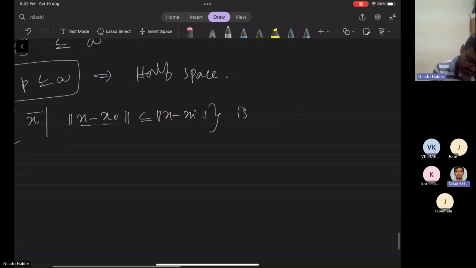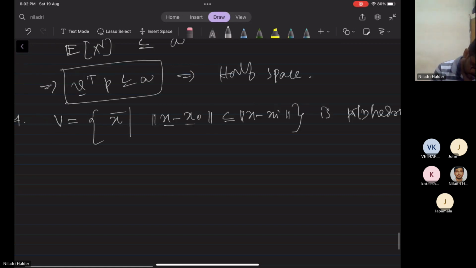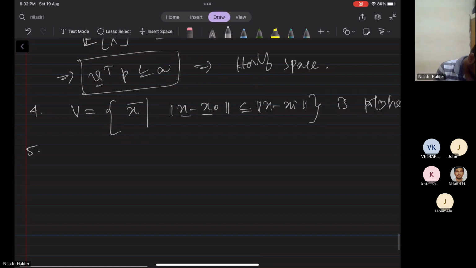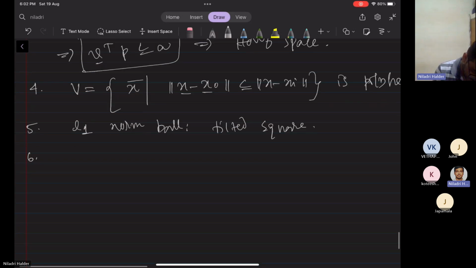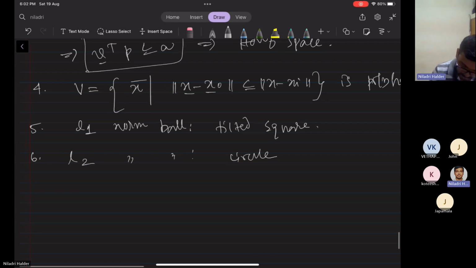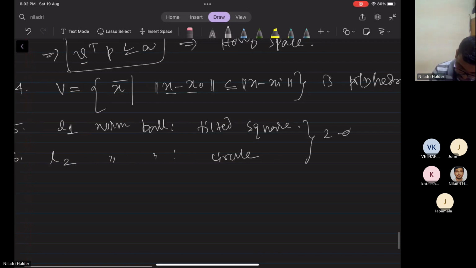So is a polyhedron. Then the next question is the L1 norm ball. The L1 norm ball is a tilted square, and the L2 norm ball is a circle. So these are for two dimensions.